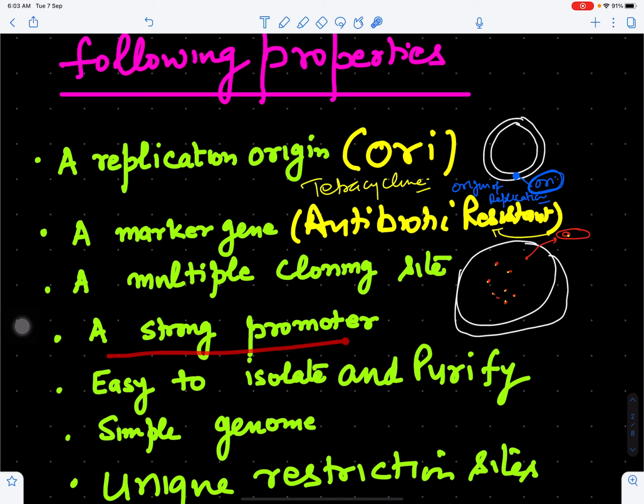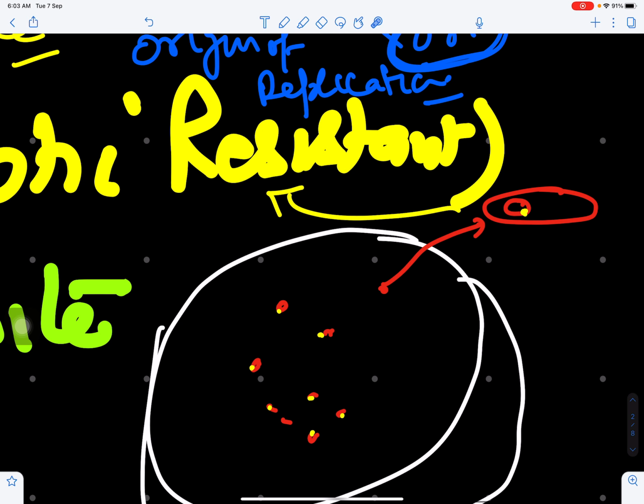Then a strong promoter. Then the cloning vehicle which we are using should be easy to isolate and purify. It should not be so complex that we have to follow a very complex procedure for isolation and purification. So supposing we have this cloning vehicle here, it should be easily isolated, purified, and handled. It should not have a complex DNA either. It should have a very simple DNA or simple genome.